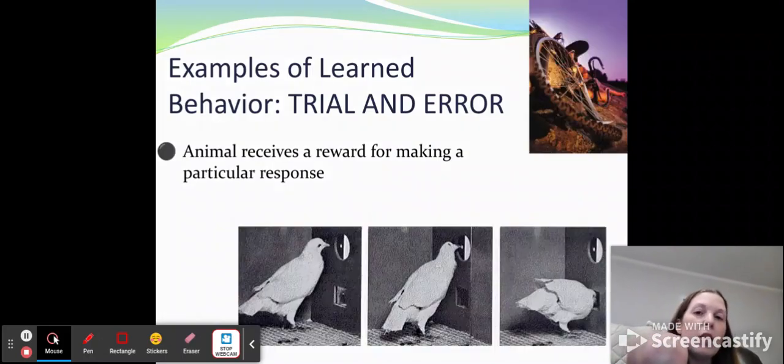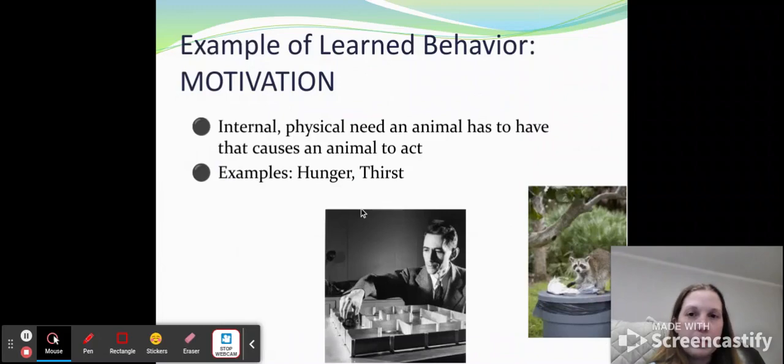And then another learned behavior is trial and error. So you try things till it works for you. And to do this, the animal must receive a reward for making a particular response. Motivation is another one. So this is an internal physical need that an animal has that causes the animal to act. So for instance, putting a hungry mouse in a maze with food at the end, they are going to learn their way through that maze to get to the food or water if they're thirsty.